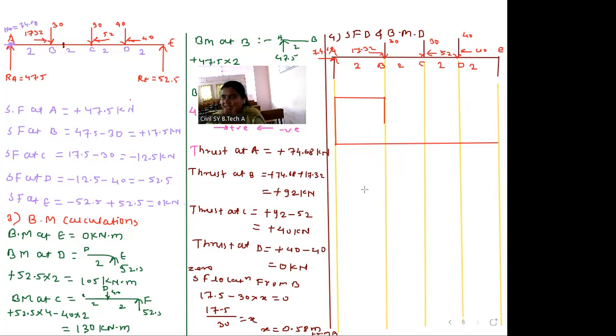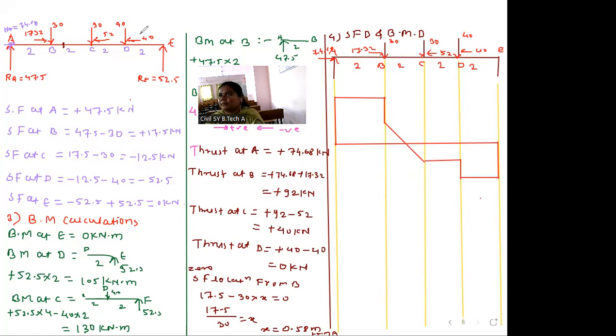After that, shear force at C minus 12.5. So it will go below baseline. So minus 12.5. After that, shear force at D. So C to D is constant, and at D point shear force value is minus 52.5. So it will go again below. Then in between D to E no force, so diagram is constant, and at E point shear force is 0. So this is the shear force diagram.